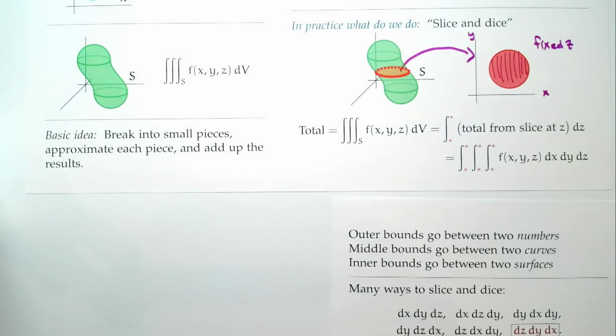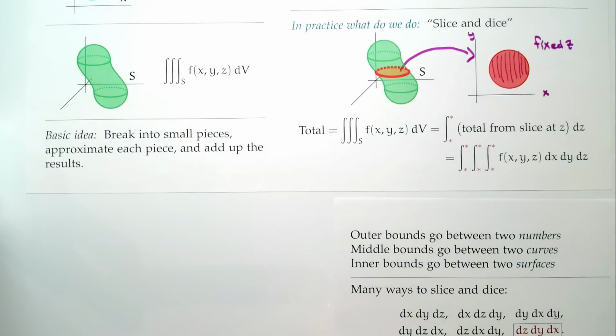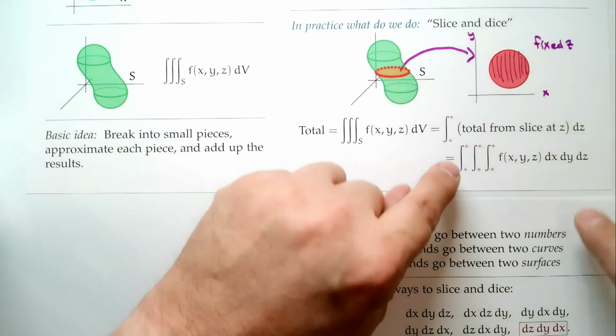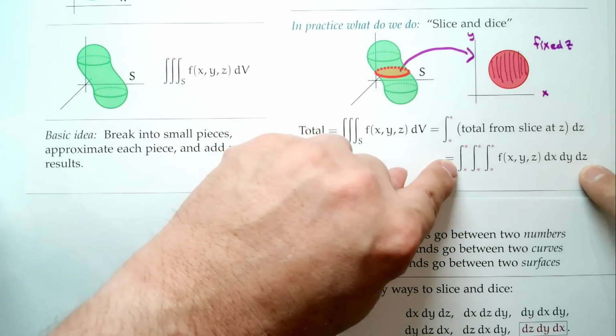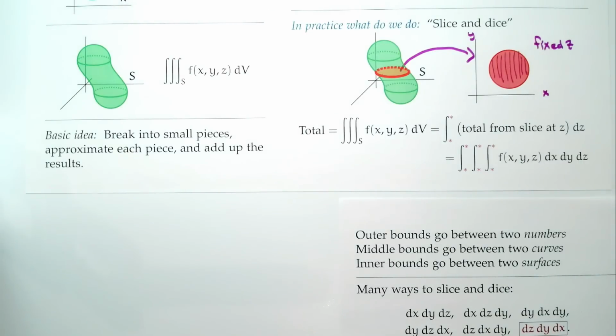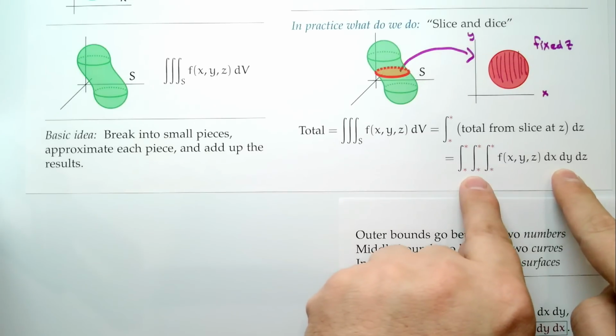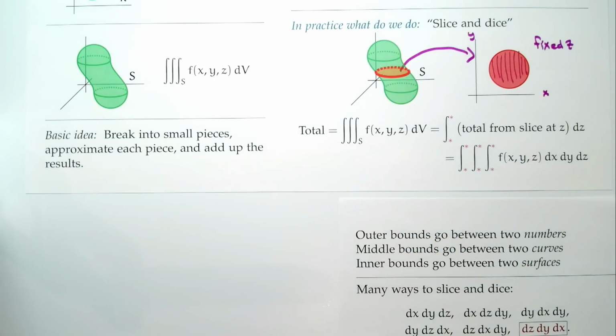When you're setting up the bounds, the outer bounds, and when I talk about the outer bounds, I'm talking about the outside layer. So the outer bounds always go between 2 numbers. So the outermost thing is always between 2 numbers. The next level in, so now I'm talking about these middle bounds, that would be what would go with the y here. So the next level in, I'm going between 2 curves.